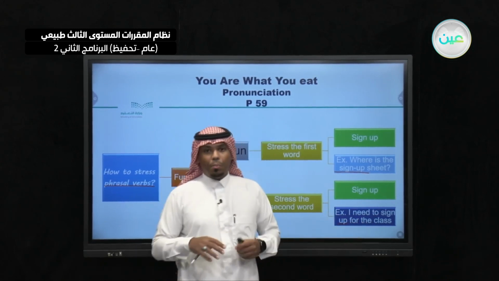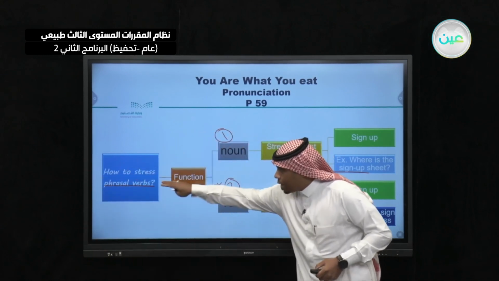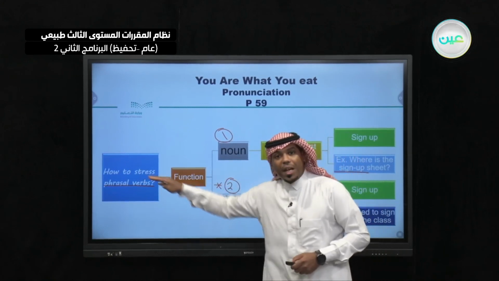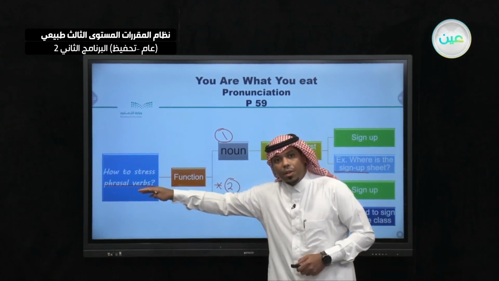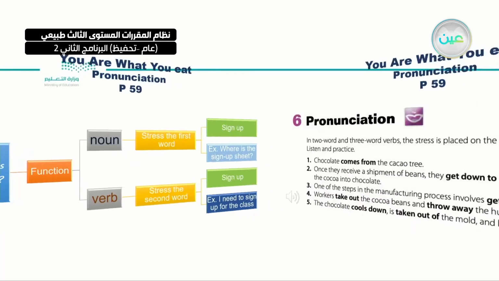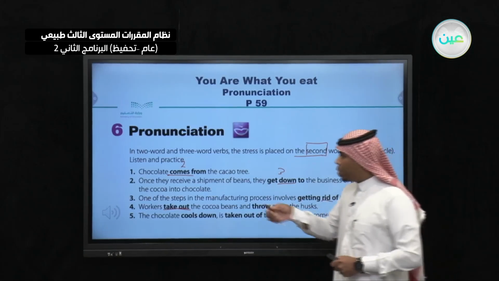So mainly here I showed you how to stress on phrasal verbs. Okay, and let's see here again. Once again, the chocolate comes from. Why did we use es here?